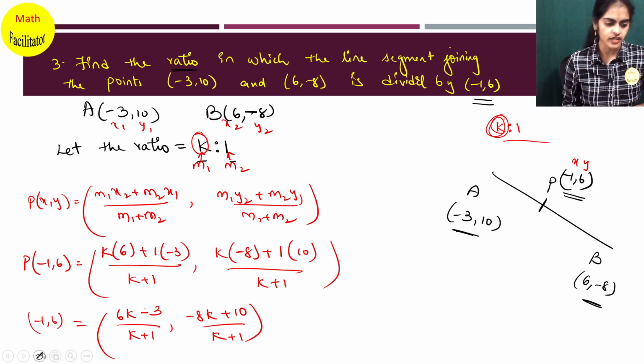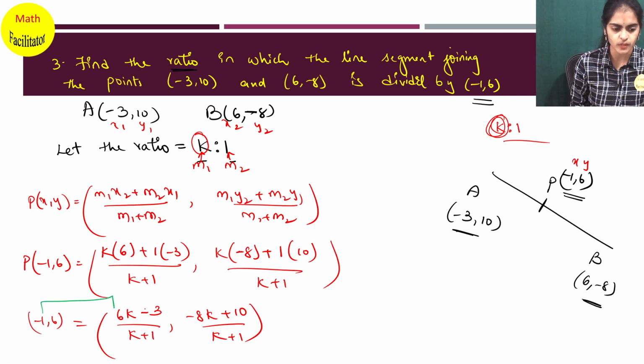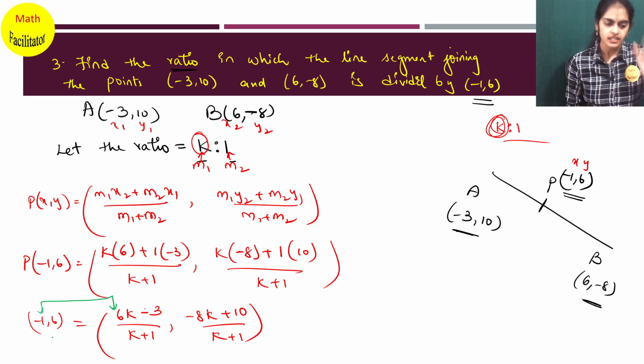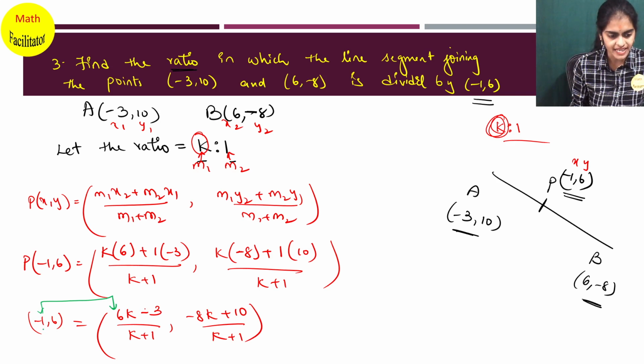So now we have substituted in the section formula. Now the last step is, you can equate the x coordinates. See, these 2 points are equal. In each point you have an x and y coordinate. Here also you have an x and y coordinate. So if 2 points are equal, which means the x coordinate of this point is equal to the x coordinate of this point, and the y coordinate of this point is equal to the y coordinate of this point. That is simple logic, right? So I'm just equating the x coordinate of this point to the x coordinate of this point.